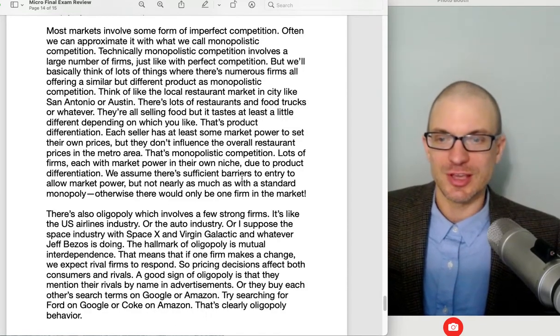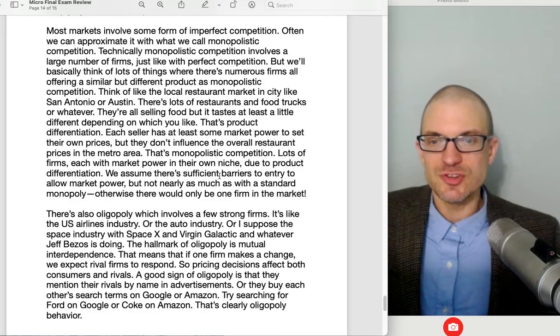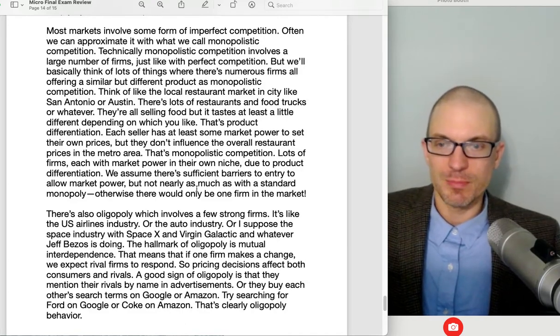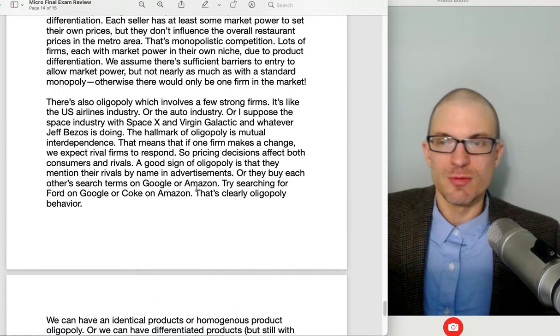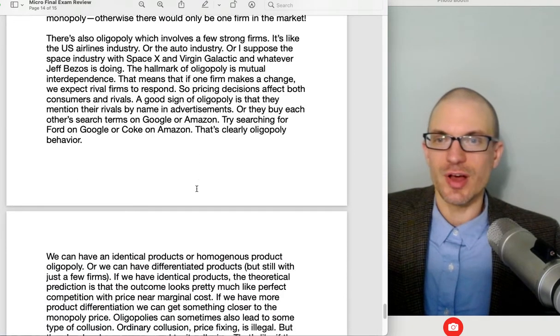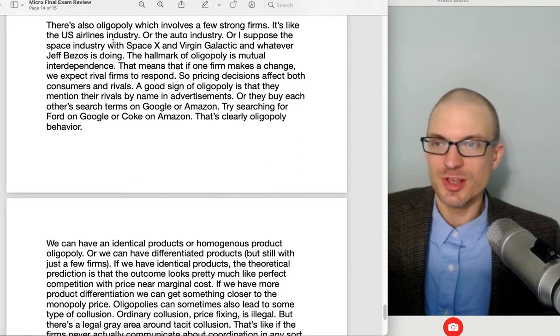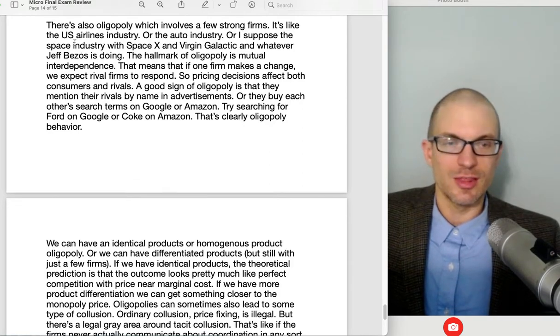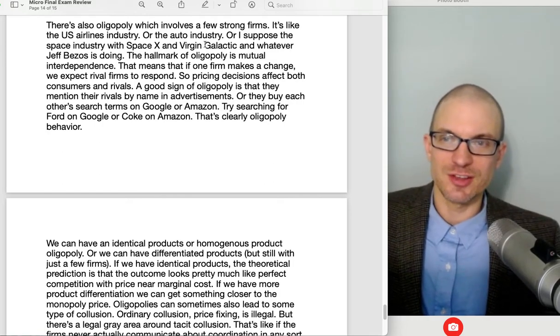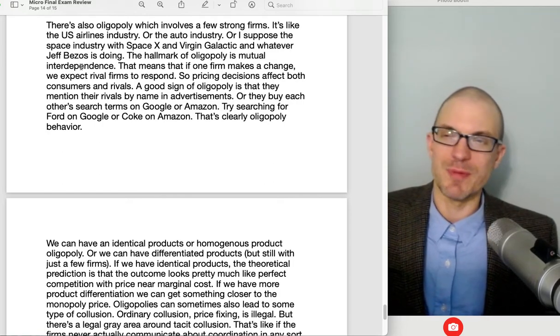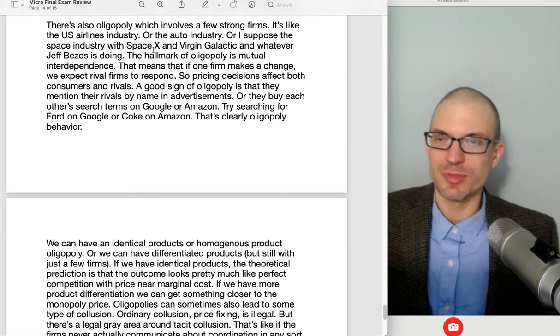That's monopolistic competition. We assume there's sufficient barriers to entry to allow for market power, but not nearly as much as with standard monopoly, where there'd only be one firm in the market. There's also oligopoly, which has a few strong firms. So it's like airlines or the auto industry or the space industry with SpaceX and Virgin Galactic, and then Jeff Bezos has some Blue something, whatever.